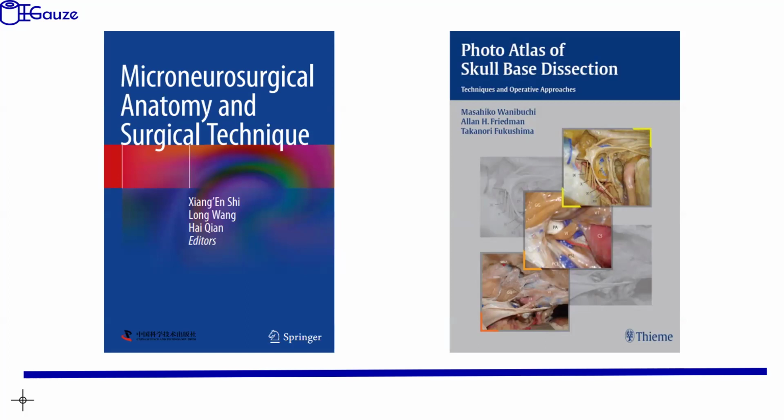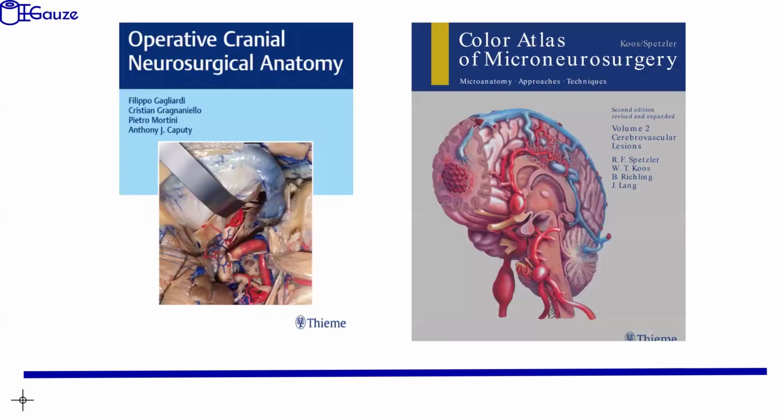for this, I will recommend four books. I really like these. First book is Microneurosurgical Anatomy and Surgical Technique. Second book, Photo Atlas of Skull Base Dissection. The fourth book is Color Atlas of Microneurosurgery. It comes in three volumes. Volume 1 is the tumors, volume 2 is cerebrovascular lesions, and volume 3 is the spine. To have all these three volumes is very beneficial.